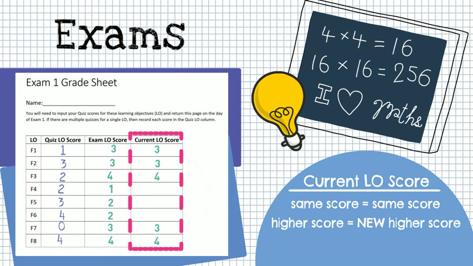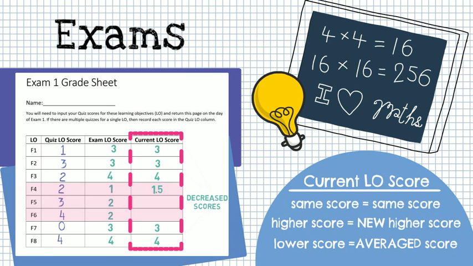Now we have learning objectives F4, F5, and F6, where the student earned a lower score on the exam than the quizzes. In these cases, the current learning objective score will be the average of the 2 scores. Looking at F4, the average of 2 and 1 results in a current learning objective score of 1.5.